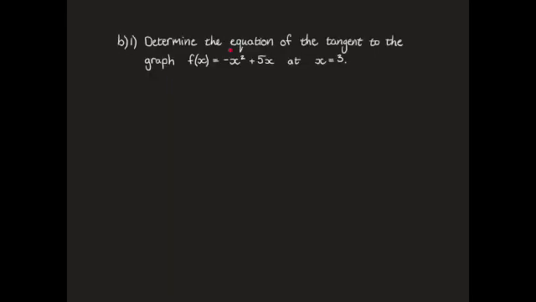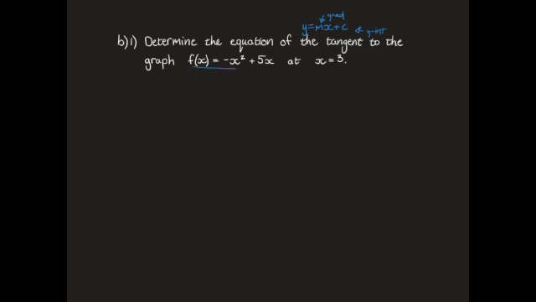Question B1 asks us to find the equation of the tangent. And remember, when we're finding an equation of a tangent, it's a straight line. So we're looking for y is equal to mx plus c, where m is the gradient, and c is going to be the y-intercept. So it's pulling from your knowledge from grade 9, when you learned about straight lines, well, I suppose even grade 8.